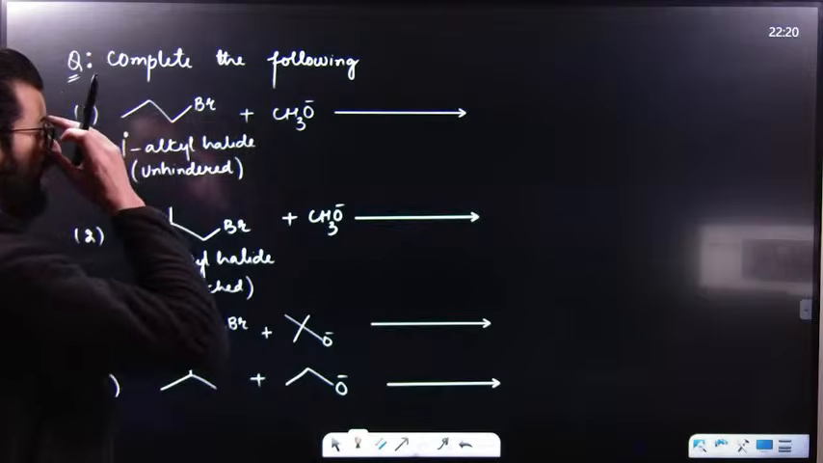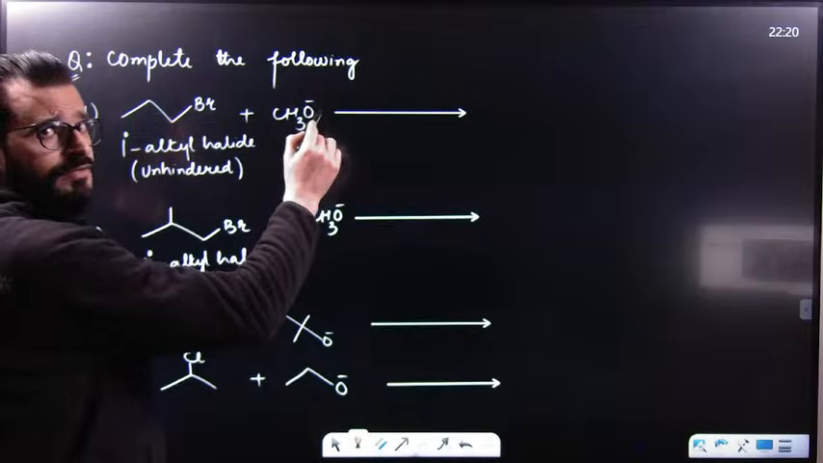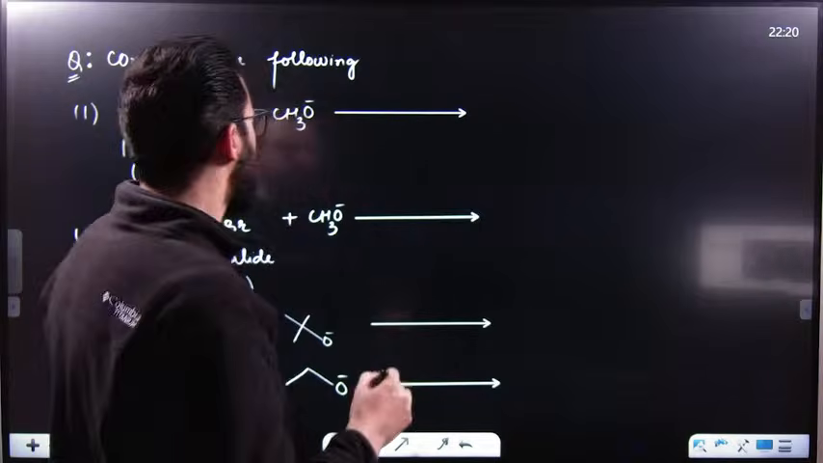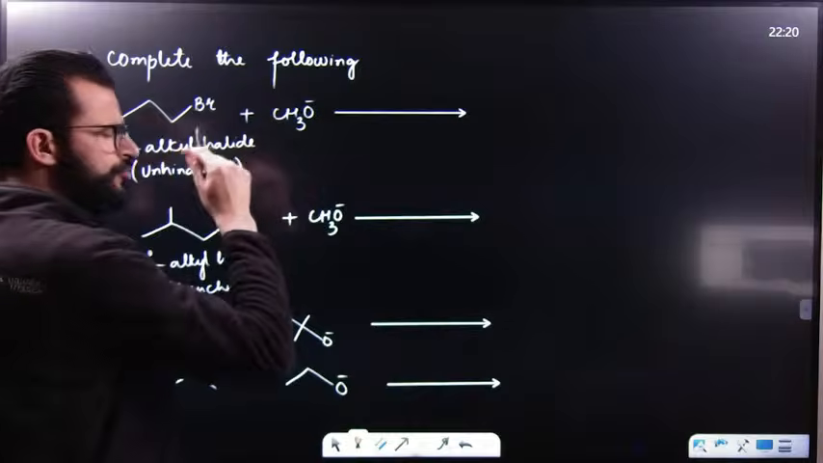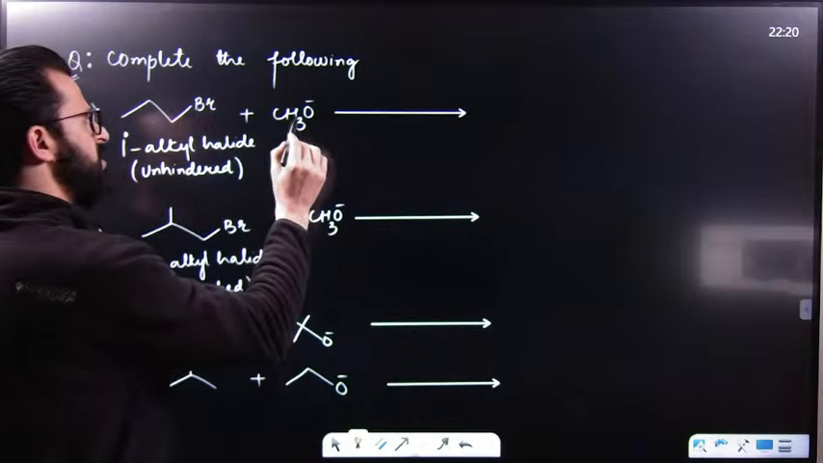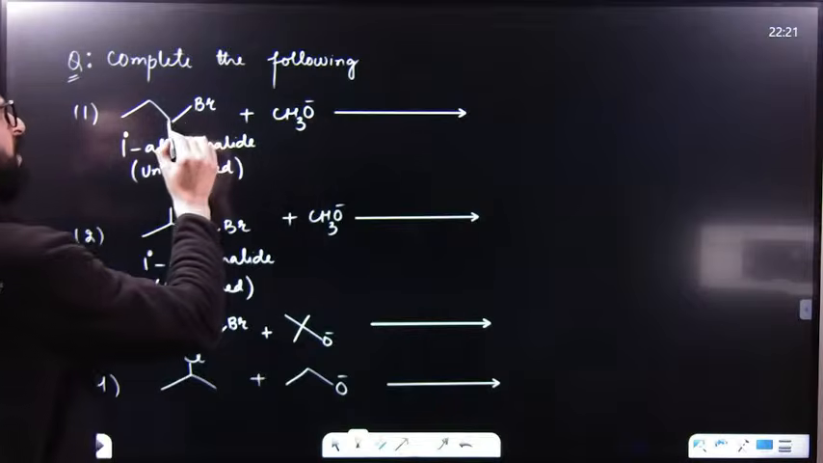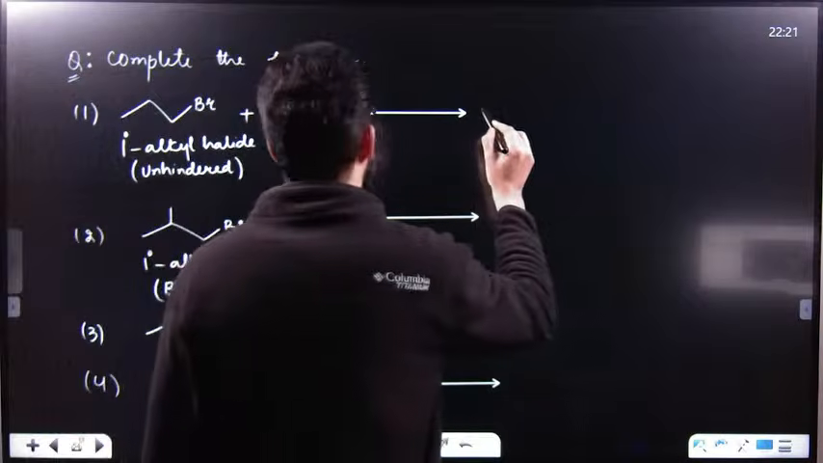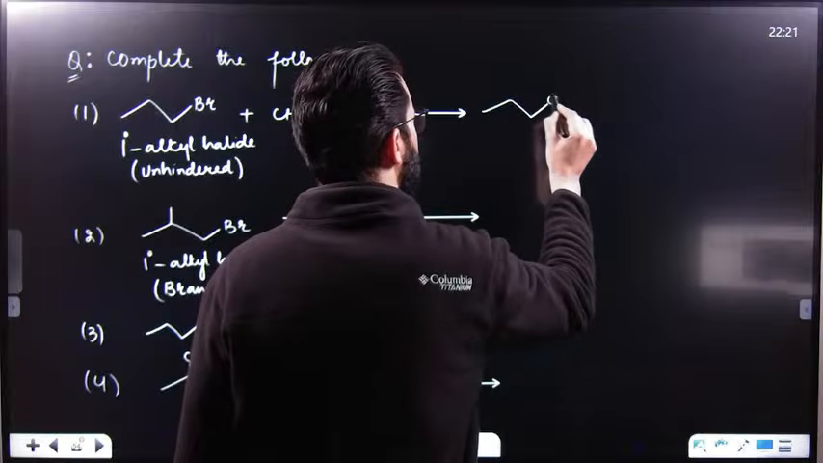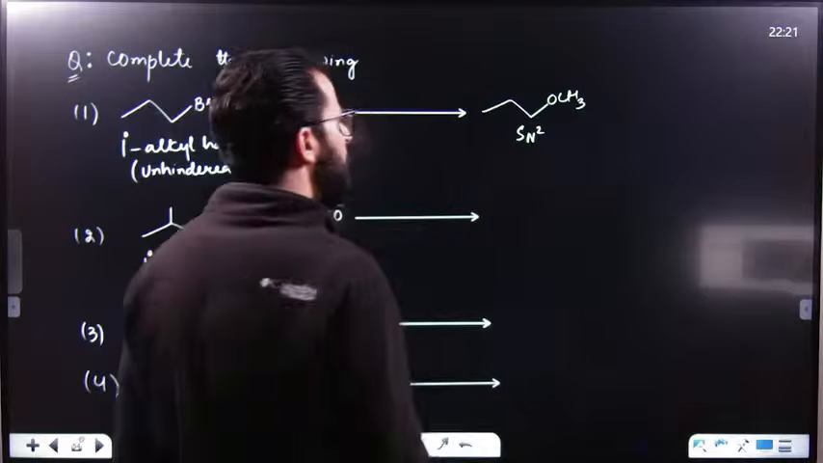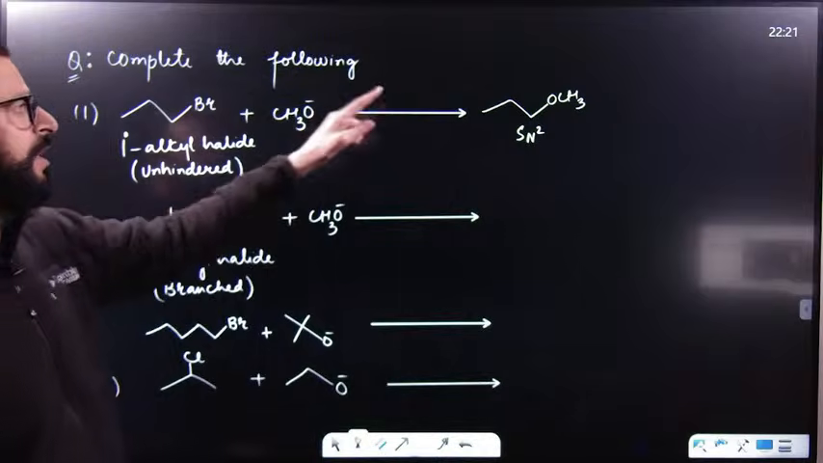Now, have a look. As this is negatively charged, it is a stronger nucleophile as well as a stronger base. But if it acts as a nucleophile, it will attack this carbon, Br will be lost. That means the product will be like this. And this product will be the SN2 product. Why? Because a stronger nucleophile will show SN2 reaction.